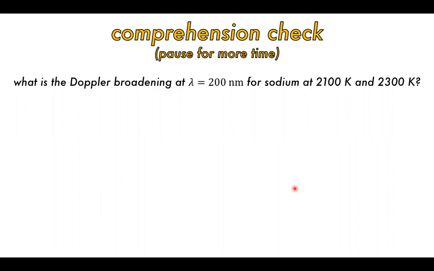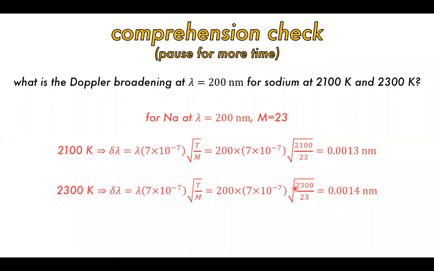Right, here comes the answer. For sodium at 200 nanometers, we have a mass of 23. We have our temperature at 210 Kelvin. The Doppler broadening, delta lambda, is equal to lambda times that constant, 7 times 10 to the minus 7, times the square root of the temperature over the mass. That's just our equation, and it's the same in both instances. For the most part everything is set up the same: 200 nanometers, the constant. The only thing that's changing is the temperature over the mass.